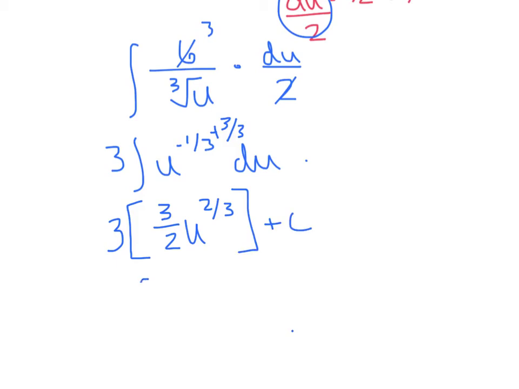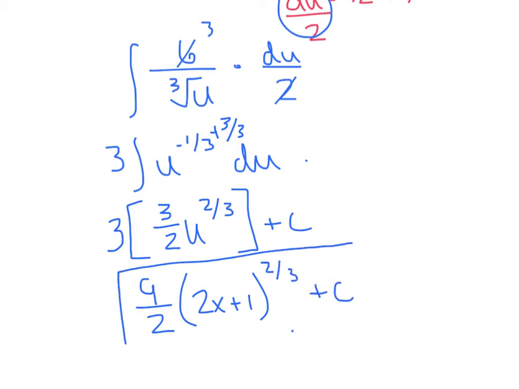Clean up my coefficient. I've got 9/2. I've got u to the 2/3. U was really the quantity 2x plus 1, so I rewrite it in terms of x plus c. Again, you could rewrite this expression in radical form, but I'm going to be content with leaving it just like that. Well, we are really chugging here.